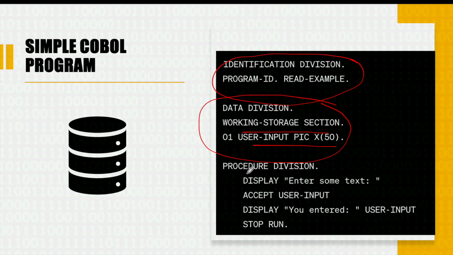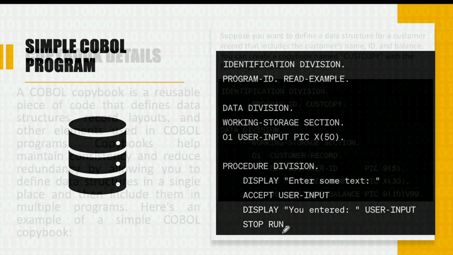Okay, now the procedure division. This section contains the main logic of the program. So we display 'enter some text', the user types some text which is accepted into user input, and you display the user input text, and then STOP RUN ends the program execution. So that is a very simplistic view of a COBOL program.